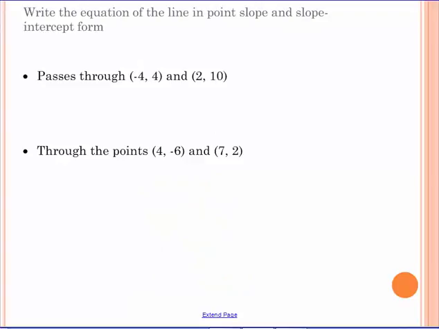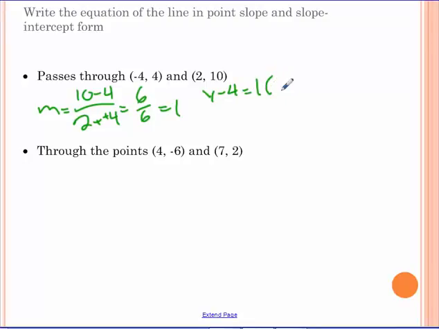Alright, let's try these two. I'm given 2 points. The only thing I can do when I'm given 2 points is find the slope. y2 minus y1 over x2 minus x1. 10 minus 4 is 6. 2 minus negative 4 is 6. So my slope is 1. Now it's your call. You could pick whichever point you want to write it in slope-intercept form. I'm going to just pick the first one. y minus y1 equals m times x minus x1. Minus a negative is plus. So there's point slope form.